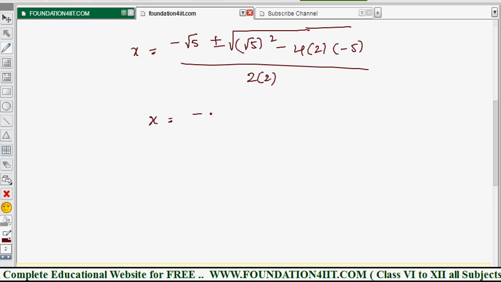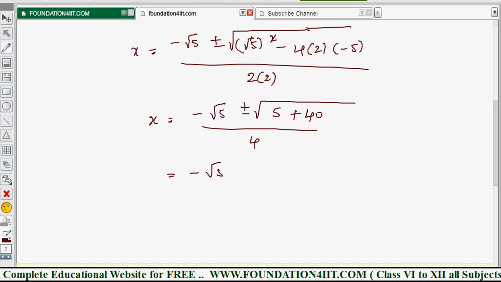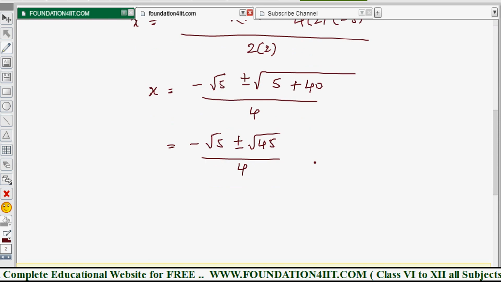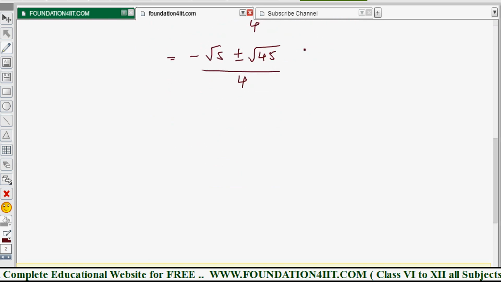Then x is equal to minus root 5 plus or minus root 5 whole square. For this the square and root cancel, 5, minus into minus is plus, and 4 into 2 is 8, and 8 into 5 is 40. So finally we divide by 4. So minus root 5 plus or minus root 45 divided by 4. Now root 45, instead of doing the long division method for this, let us simplify this problem in a simple way. If you observe, root 45 is in the 9 table, right? 9 into 5, because 9 is a perfect square again. That's why you can make it into parts.